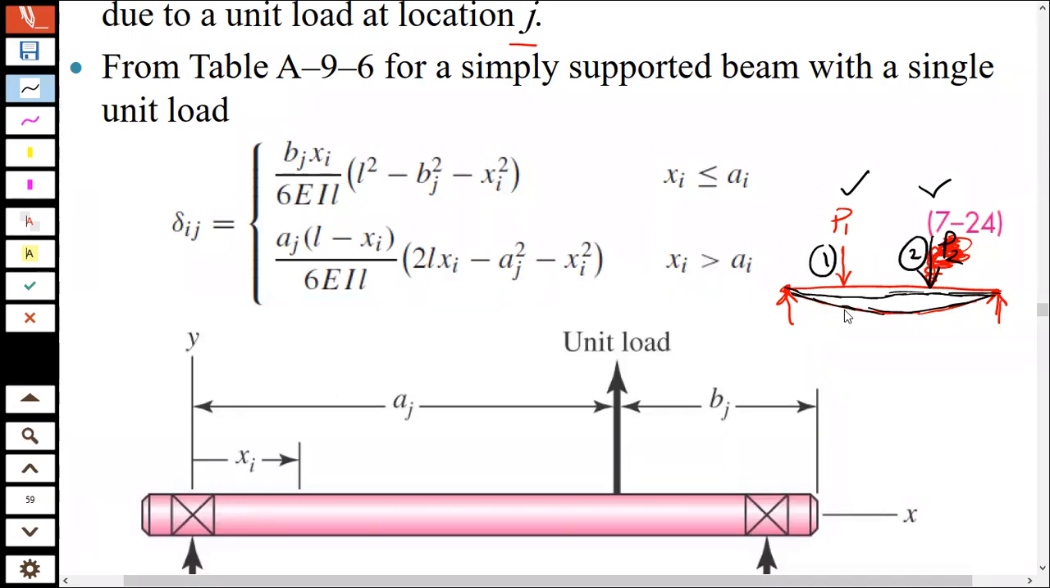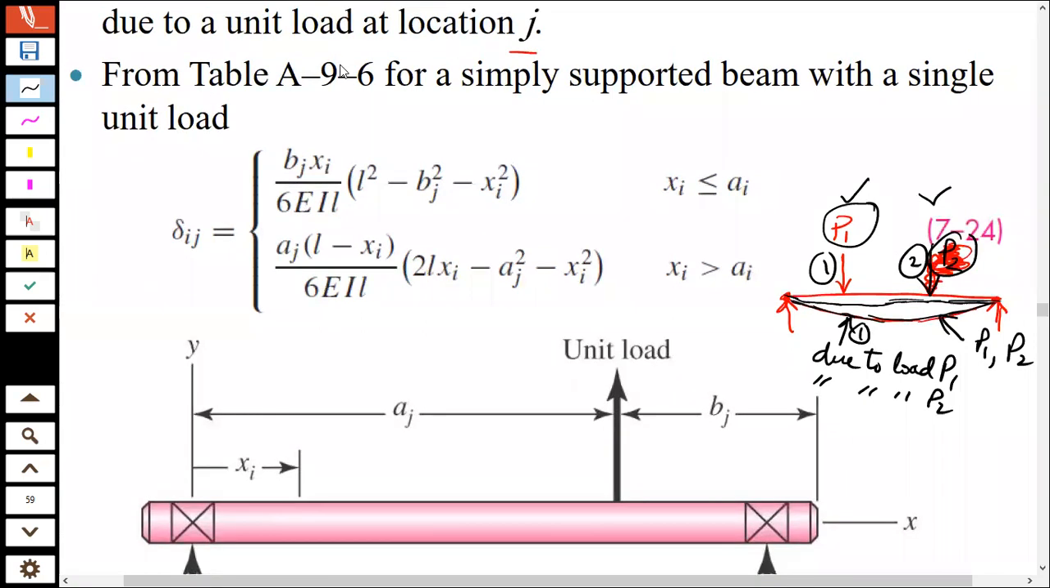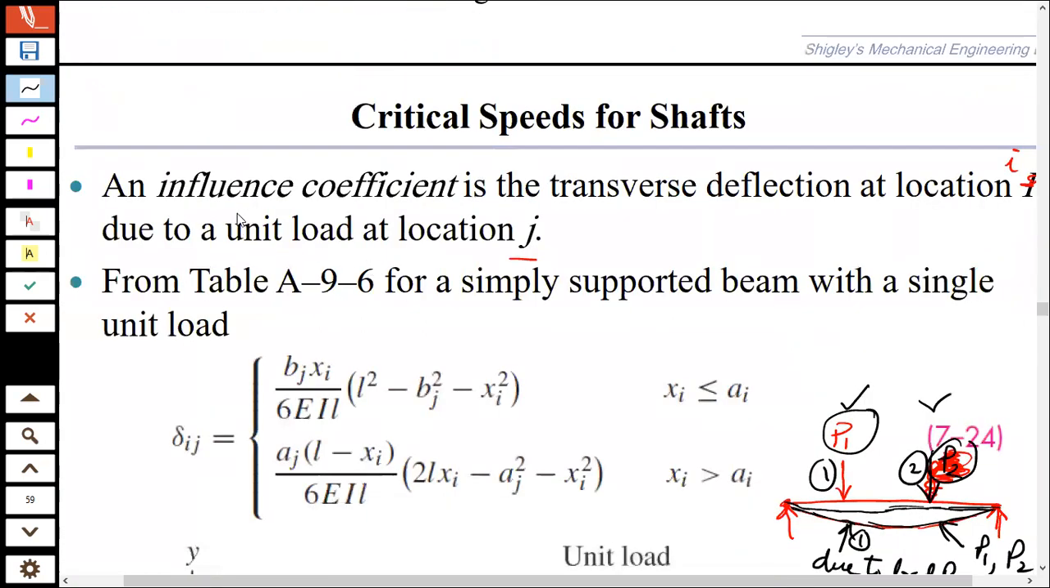So there is deflection over here due to load P1, and there is also deflection due to load P2 here at this location 1. Similarly, over here, there is deflection due to load P1 and due to load P2. So at both these locations 1 and 2, there is deflection due to both the loads P1 and P2. And that is what we call the influence coefficient.